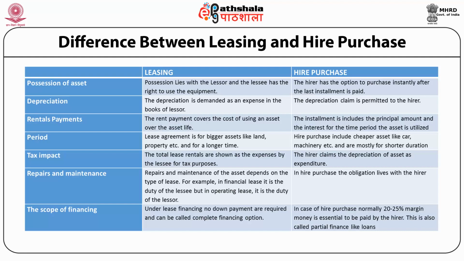Tax impact. The total lease rentals are shown as expenses by the lessee for tax purposes. The hirer claims the depreciation of the asset as expenditure. Repairs and maintenance. Repairs and maintenance of the asset depends on the type of lease. For example, in financial lease, it is the duty of the lessee, but in operating lease, it is the duty of the lessor. In hire purchase, the obligation lies with the hirer.